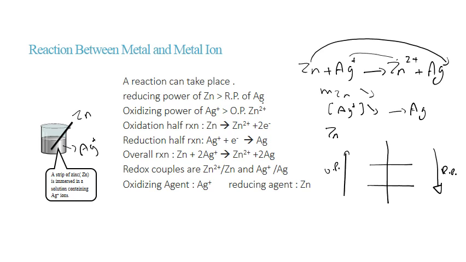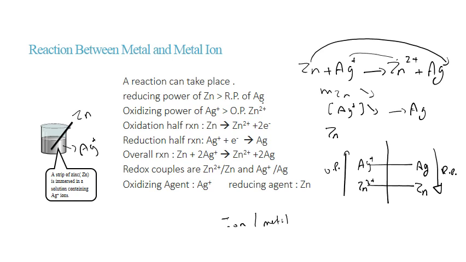If we arrange the two metals, we know that the reducing power of zinc is greater than the reducing power of Ag, so Zn will be lower than Ag. Also, we know that the oxidizing power of Ag+ is greater than Zn2+, so Ag+ with Zn2+. This is the electrochemical classification of the two redox couples. The two redox couples involved in this reaction are Zn2+/Zn and Ag+/Ag. Always write the redox couple as ion/metal.